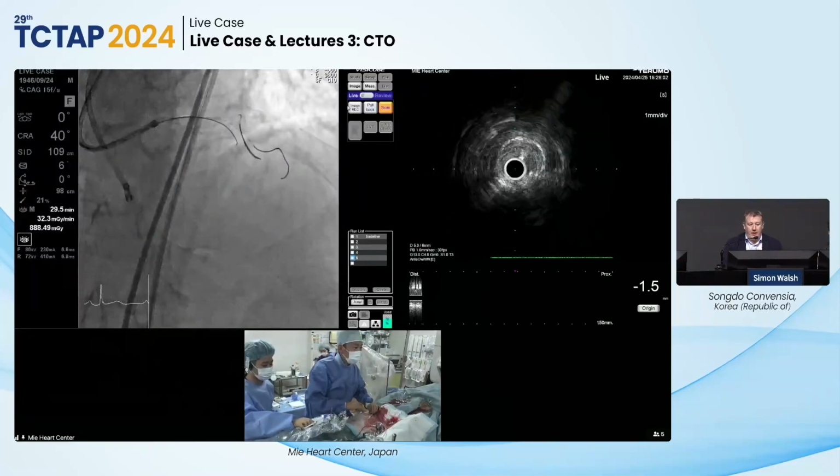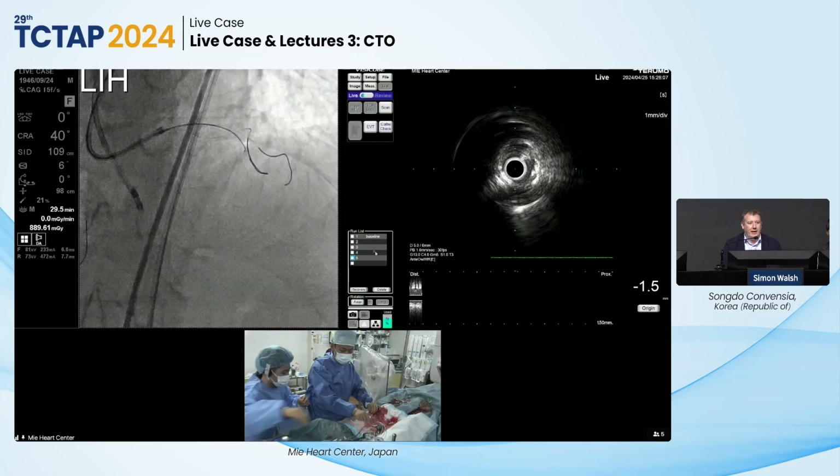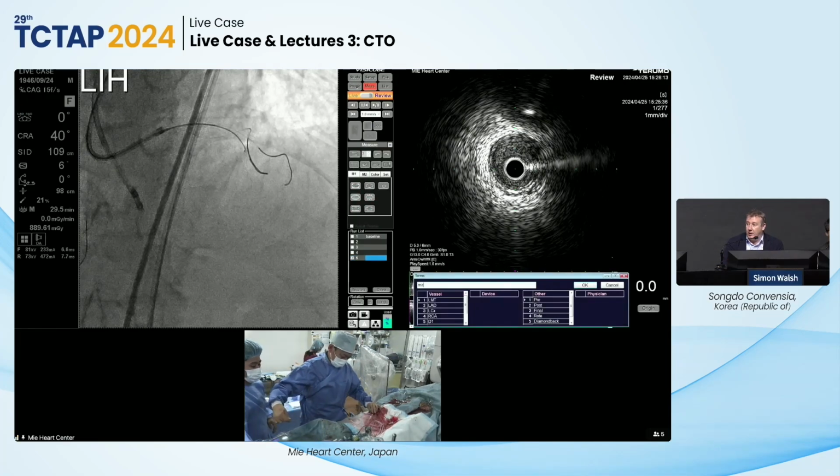The other thing that may help here is, once the wire extends a certain distance from the dual lumen catheter, to actually switch to a microcatheter in the CTO body, which will give you more control over the guide wire as well.